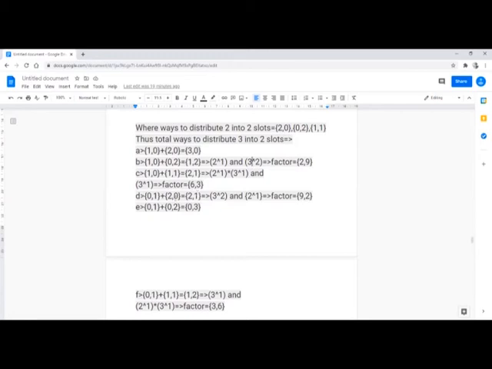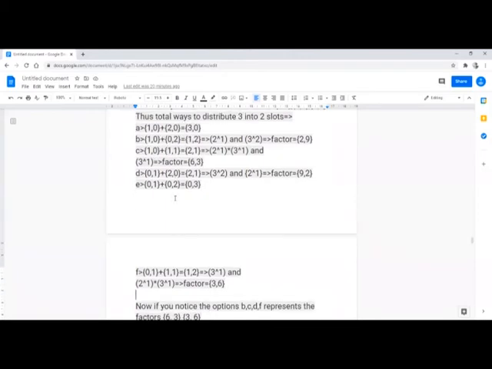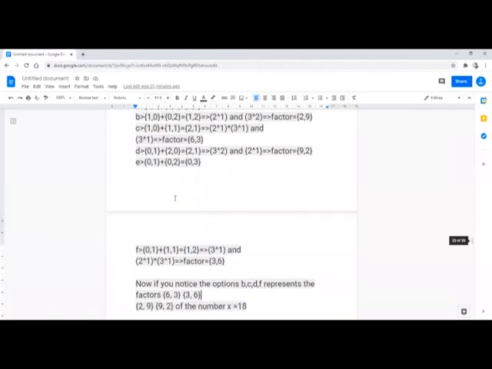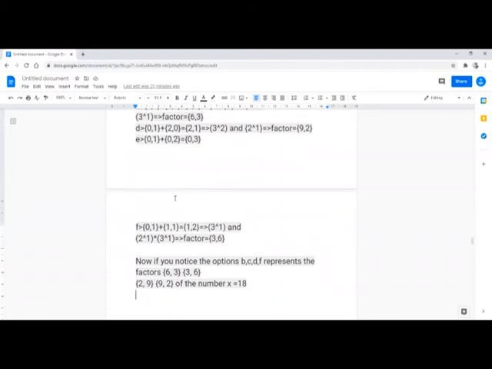And then D here is given by 0 comma 1 plus 2 comma 0, which is 2 comma 1, and which represents 3 square and 2, which gives a factor of 9 comma 2. And the factor E is 0 comma 1 plus 0 comma 2, which gives us 0 comma 3, and F gives us 0 comma 1 plus 1 comma 1, which gives us 1 comma 2, which is 3 and 2 into 3, which gives us a factor of 3 comma 6.